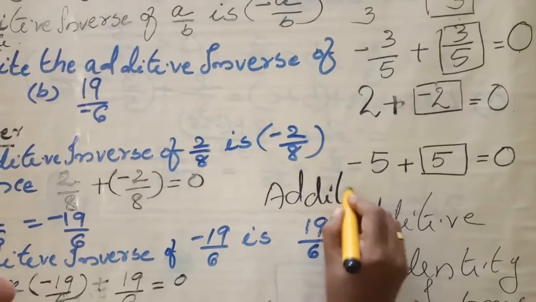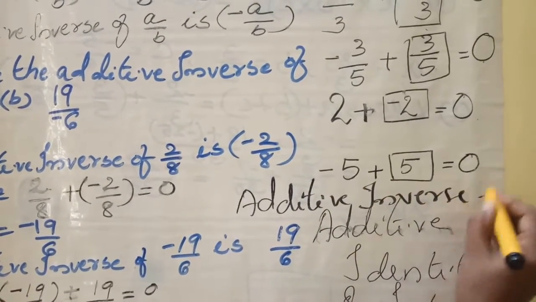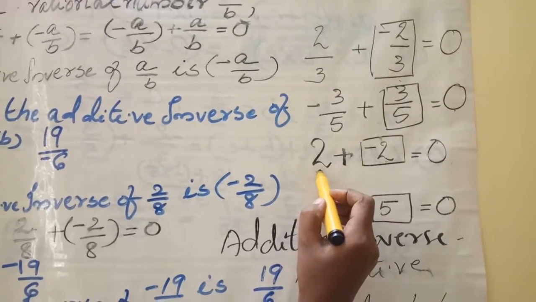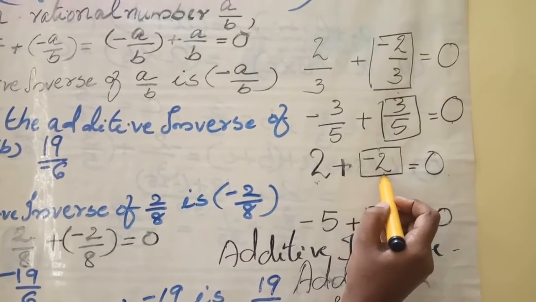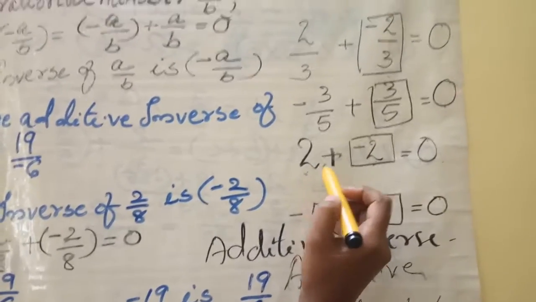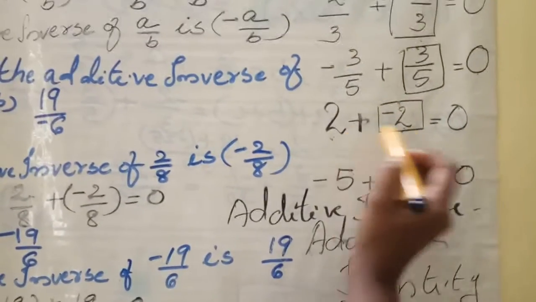Additive inverse, or what? Negative of the number. Minus 2 means negative of 2. Negative of the number. So minus 2 is called additive inverse of 2, or 2 is called additive inverse of minus 2 because it is the negative.